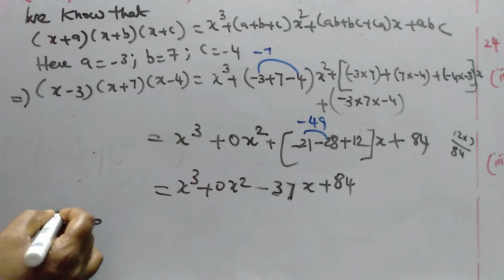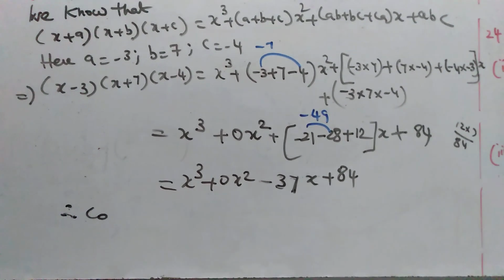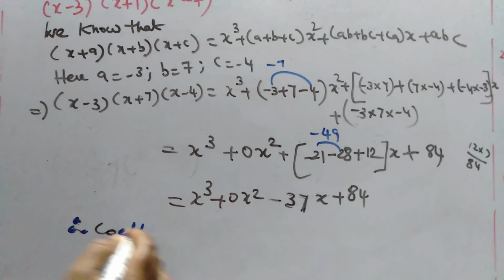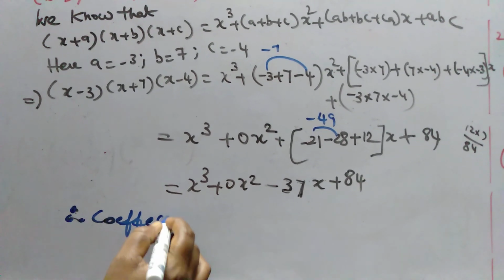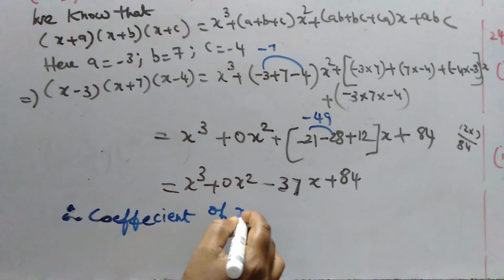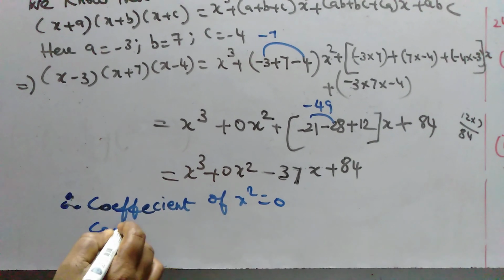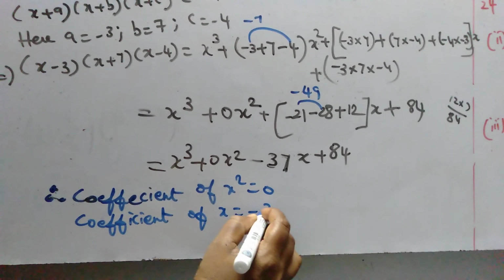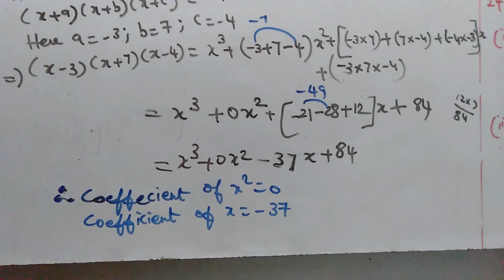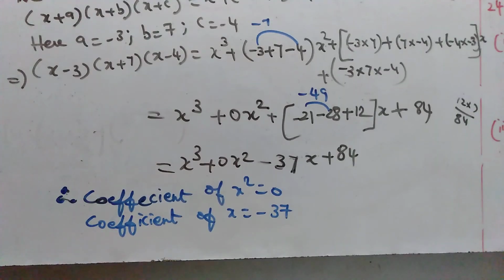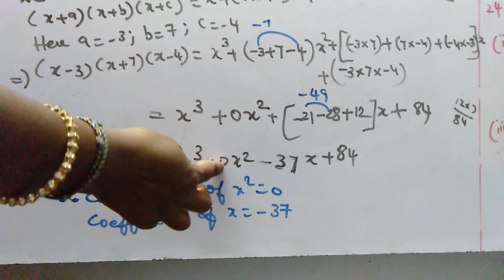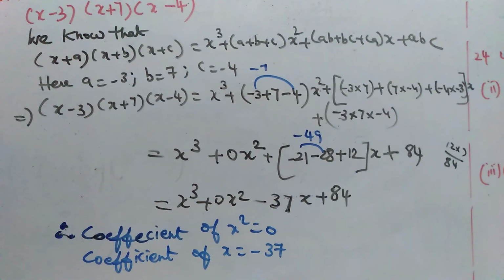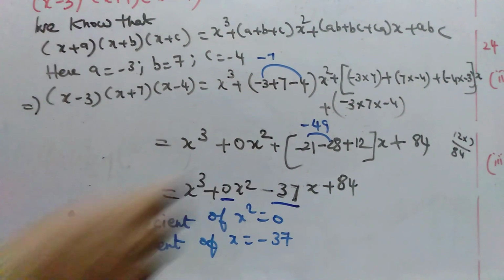So therefore, coefficient of x square equals 0, coefficient of x equals minus 37. This is the solution of this question. That is, the x square coefficient here is 0, and the x coefficient, with the sign, we want to write it; most important, right? Minus 37, 0.